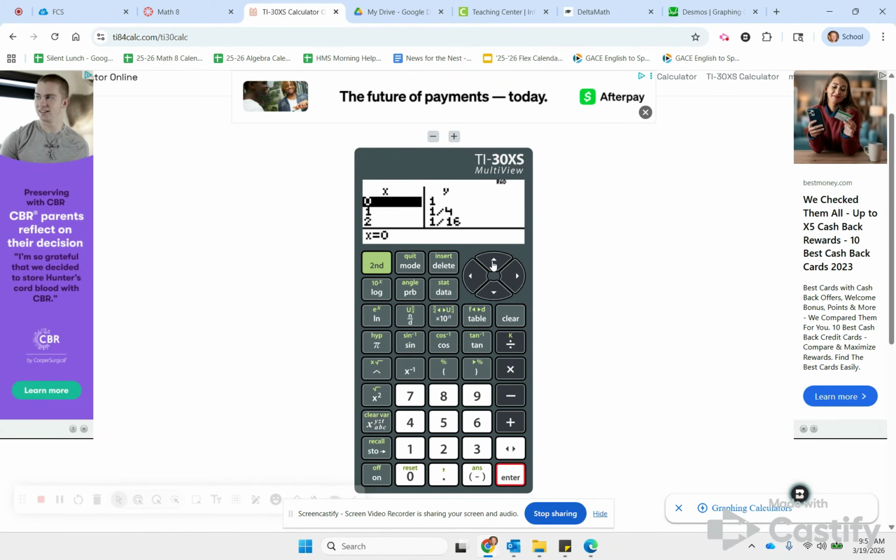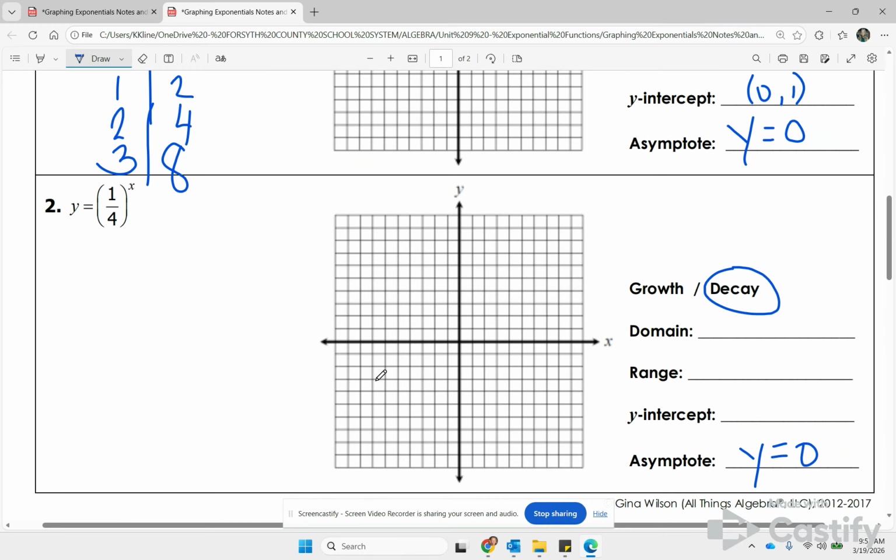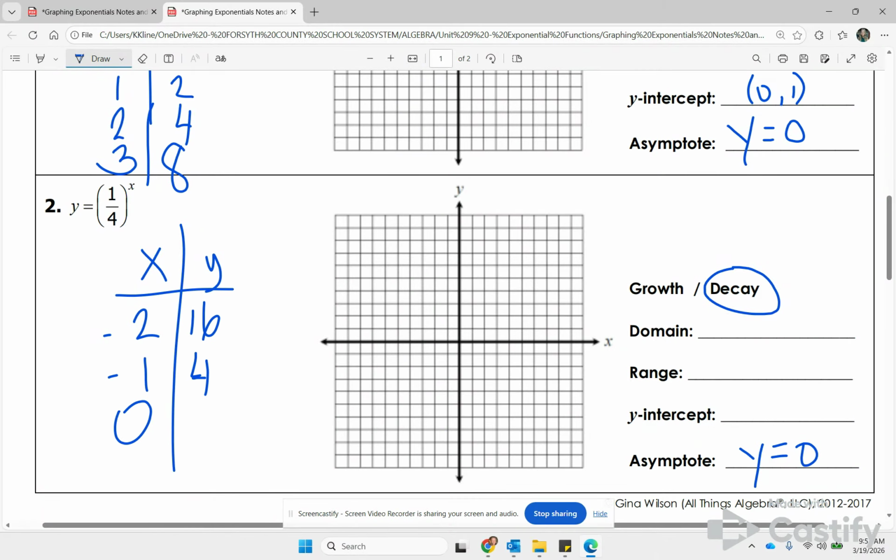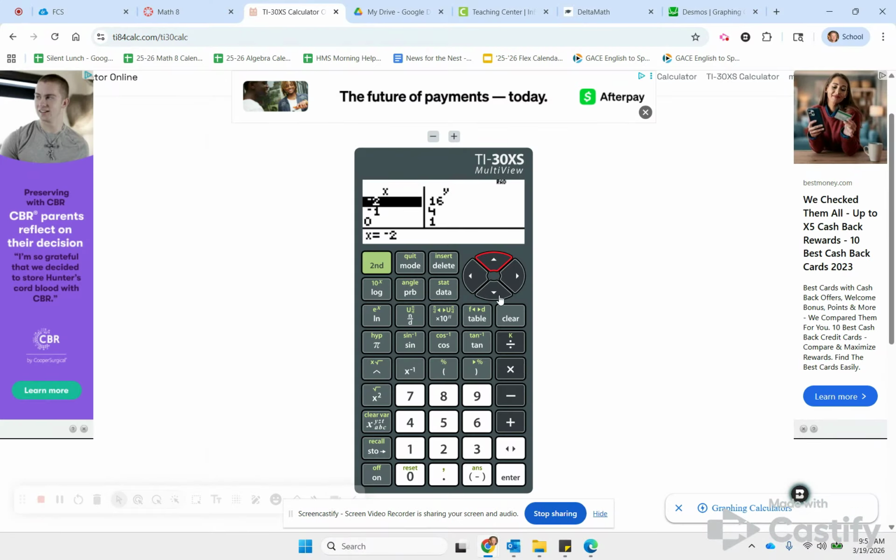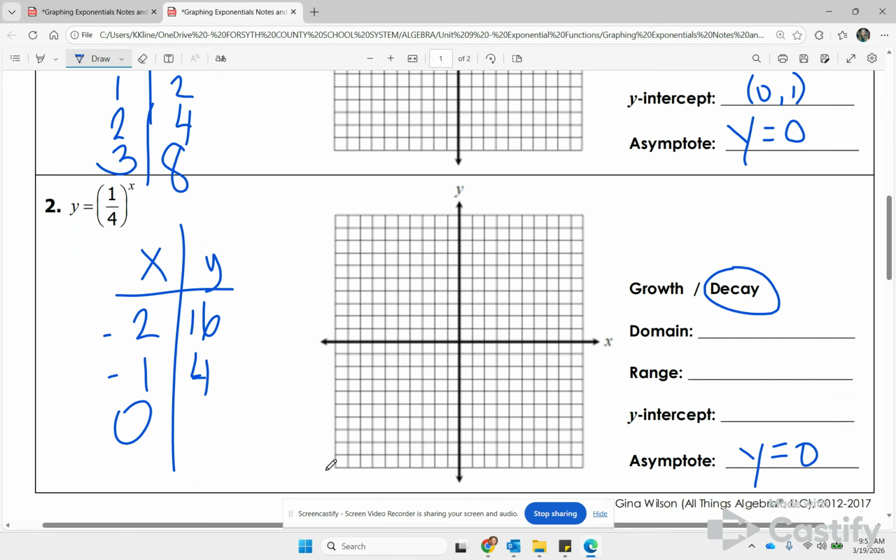And then see that I'm actually getting smaller, so I'll start at the -4 and then go down from there, but these decimals are going to be pretty hard to graph. So we will start out at -2, 16, -1, 4, 0 was 1, and then 1 was your 1/4.